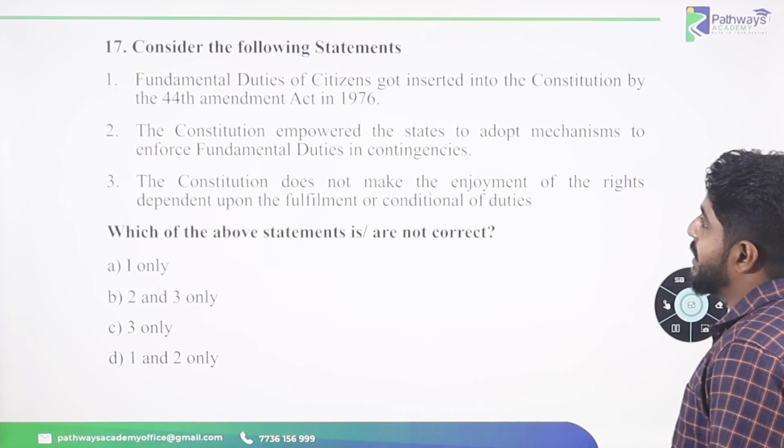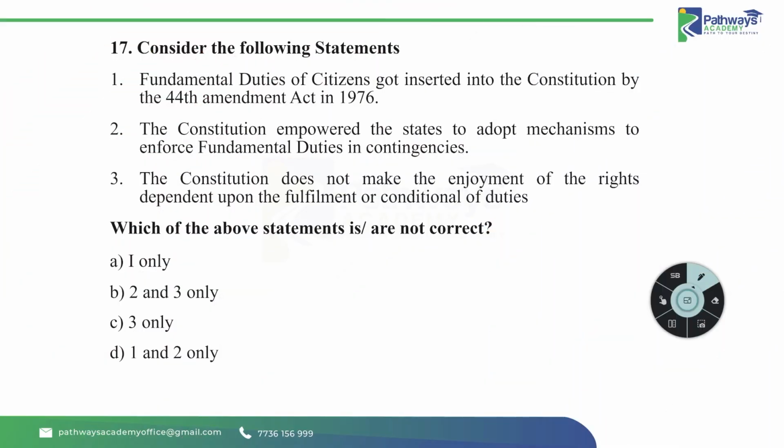So the next question, question number 17. Consider the following statements. Fundamental duties of citizens got inserted into the Constitution by the 44th Constitutional Amendment Act. Absolutely wrong. Did you know, it is the 42nd? Everybody knows, even non-serious UPSC aspirants would know this particular fact. That is the 42nd Constitutional Amendment Act of 1976. The first statement is wrong.